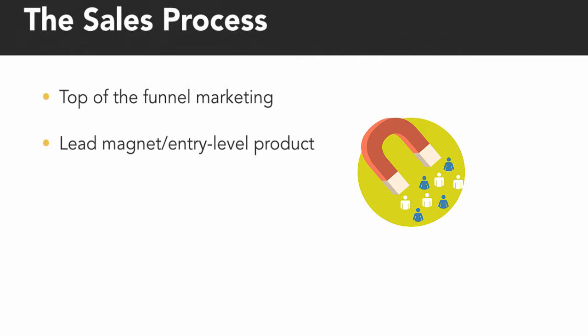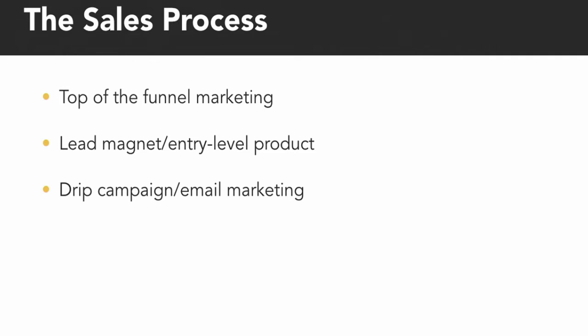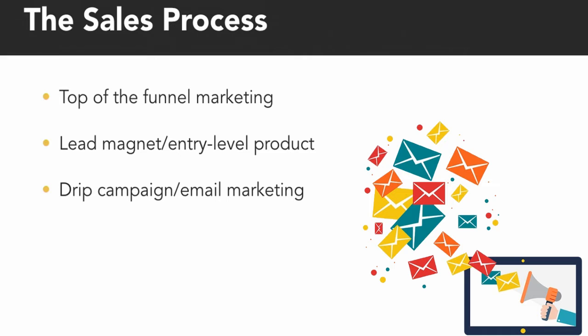You may also use an entry-level product. Your entry-level product is normally something that is fairly cheaper than your normal prices of your products. This is a gateway product, and it helps people to come in through the doors and experience you for the first time. You then want to use your drip campaign email marketing to convert your prospects into actual customers.